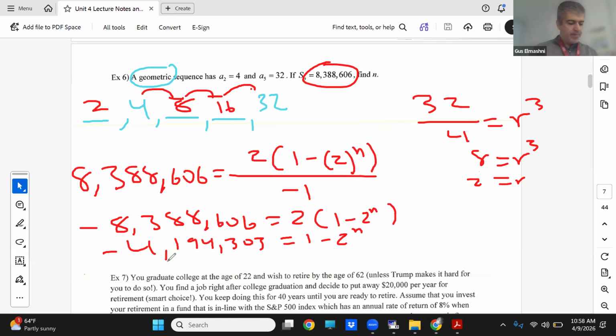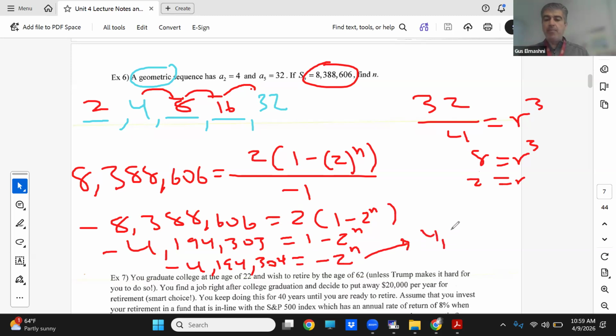Then you got to subtract 1. So you get negative 4,194,304. Now, is a negative being raised to the n power on the right side, or just two? Just two. So it's PEMDAS, right? So you can drop off the negatives. The negatives will drop off. It's like dividing by negative 1. And then how would you solve for n?